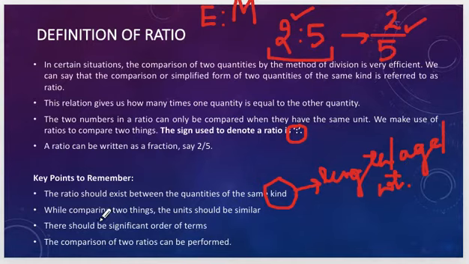Second, when we are comparing two things, their units should also be the same. That is, if I'm talking of length, and suppose the numerator is in centimeters, then we should have the denominator also in centimeters. It should not be the case that the numerator is in centimeters and the denominator is in kilometers. Then you need to change the units. You need to put it into the correct format.